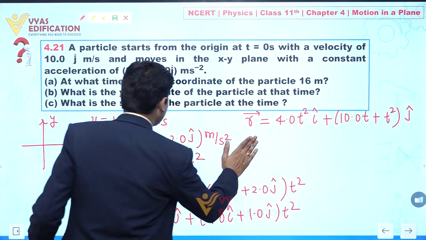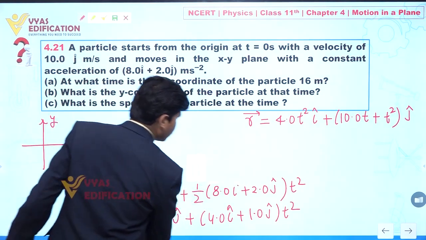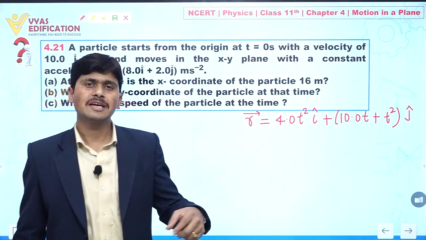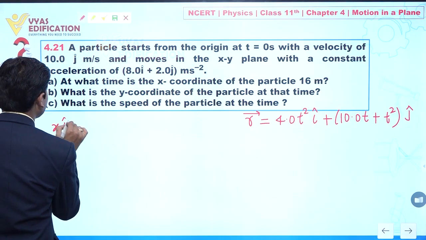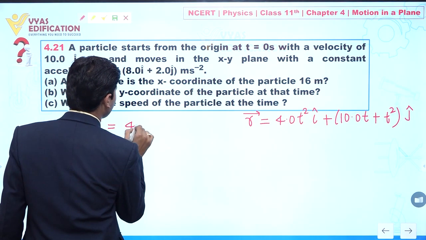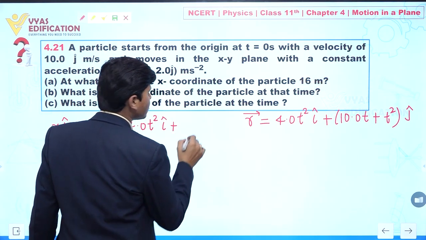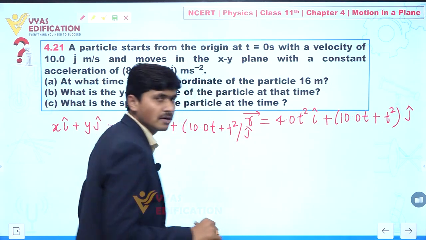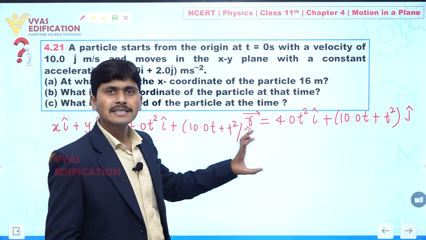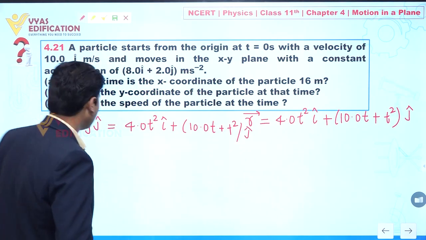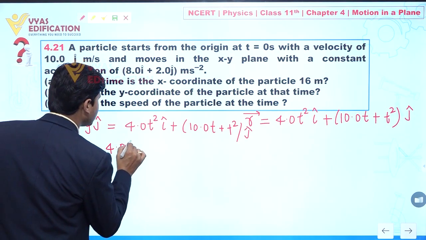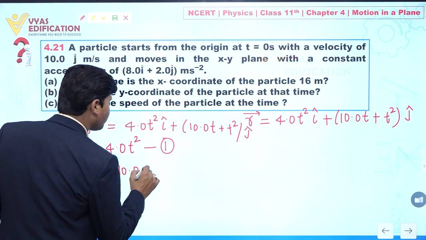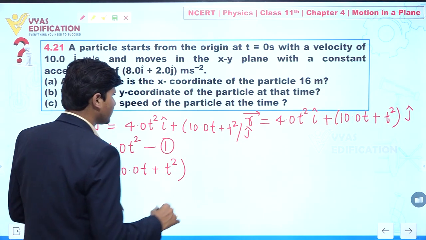Because this value is a position vector, we can write it in terms of x coordinate and y coordinate: x i plus y j equals 4.0 t square i plus (10.0 t plus t square) j. Now we can compare the i components and the j components on both sides. So x is equal to 4.0 t square, let's call this equation number 1, and y is equal to 10.0 t plus t square.